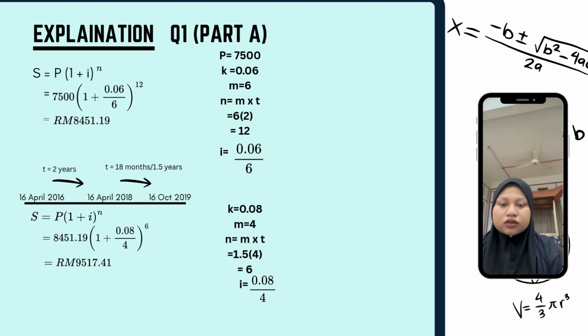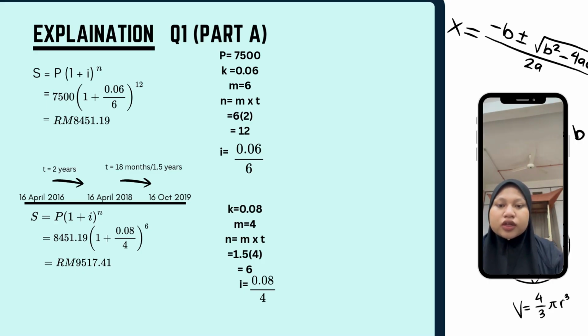So we use this formula for this question, which is S equals P in bracket 1 plus I in bracket N. So we substitute the amount, which is P equals 7,500 in bracket 1 plus 0.06 per 6 in bracket 12. So we get the answer, which is 8,451 ringgit and 19 sen. So the answer is for the principal starting from 2016 to 2018.